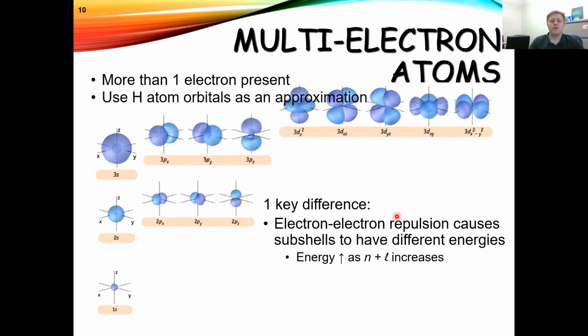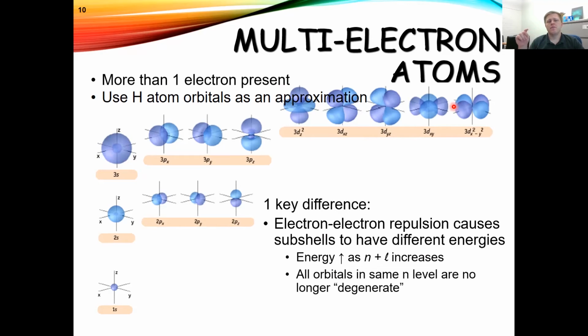And the general rule is that the energy of an orbital increases as n plus L increases. So as your primary quantum number and your angular momentum. So what that means is for a 3s orbital, you have an n value of 3 and an L value of 0. So this has an energy value of 3. And for these d orbitals, you still have an n of 3, but you have an L value now of 2. So your energy value would be 5.